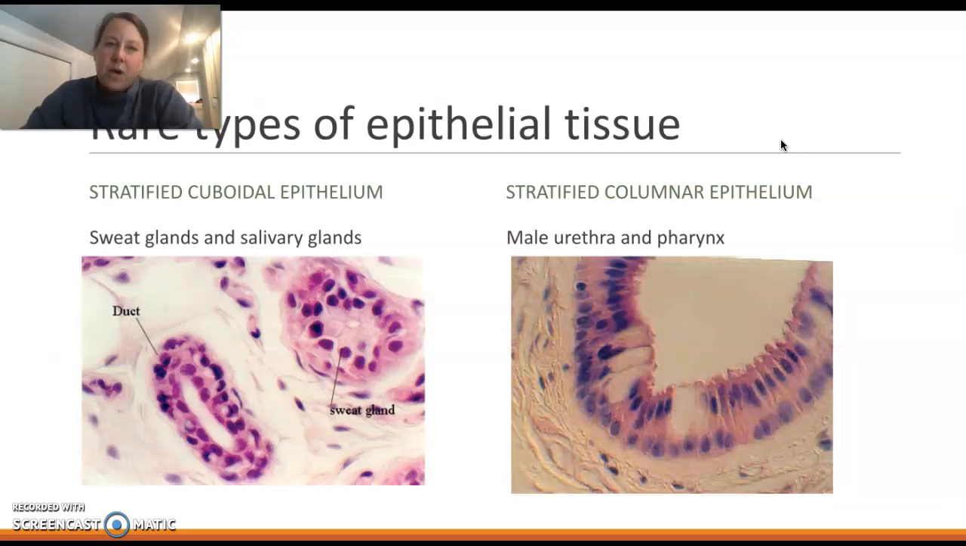Okay, these are two types of more rare epithelial tissue, so you will not be expected to be able to identify these, but just know that they're out there and they exist. So we have stratified cuboidal, so that means layers of the cube cells. We can find those in sweat glands and salivary glands. And then we have stratified columnar, so that's multiple layers of the columnar. And we can find that in the male urethra and also in the pharynx. So they're in very specific places in the body. And again, just know that they exist, but you won't be expected to know them.